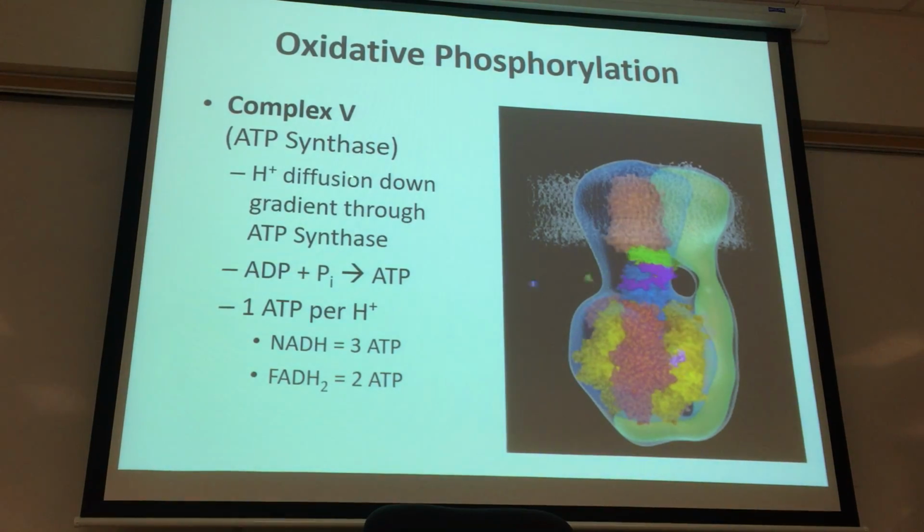Okay, ATP synthase is using that chemiosmotic gradient. It's using those hydrogen ions all the way up to the very top.